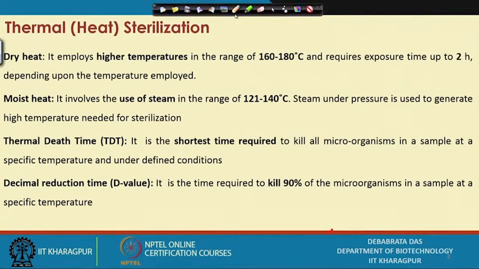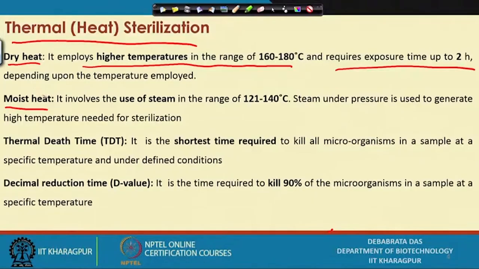Now, let us see what are the advantages of using this thermal sterilization process. As I told you, in the thermal sterilization process, we use water because water is a good conductor of heat. That is one of the reasons. When you heat it, the protein present inside the bacteria or organism undergoes denaturation, so that the activity of the enzyme will be lost, and the organism will lose their biochemical characteristics.